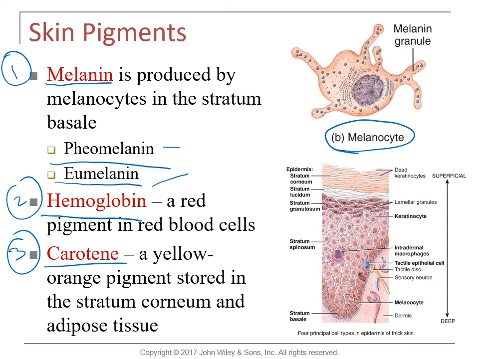And next, we have keratin. Keratin is a yellow-orange pigment that gives egg yolks and carrots their orange color, right? This precursor of vitamin A, which is used to synthesize pigments needed for vision, is stored in the stratum corneum and fatty areas of the dermis and subcutaneous layer in response to excessive dietary intake.